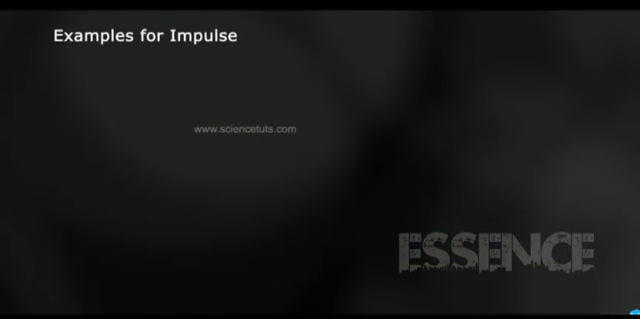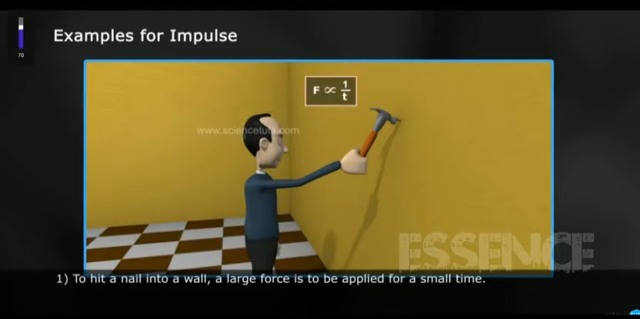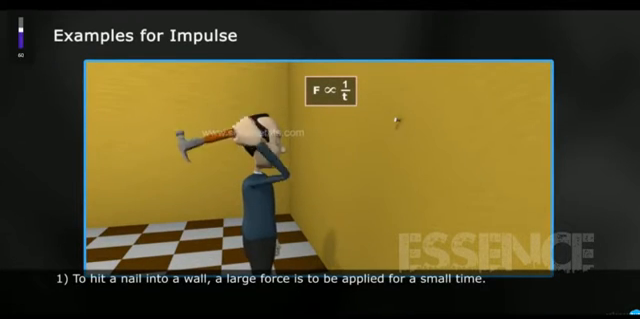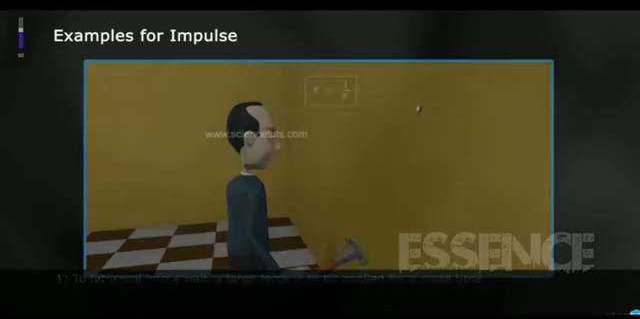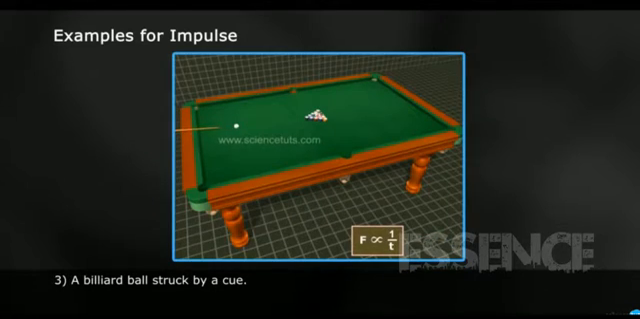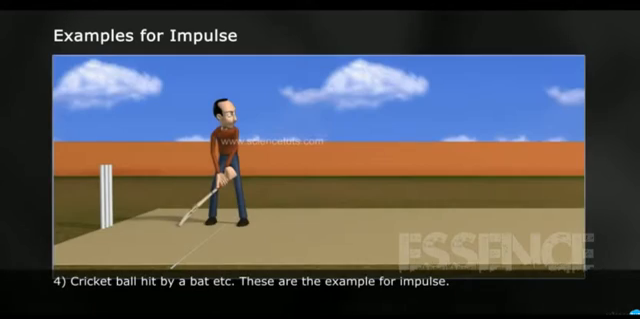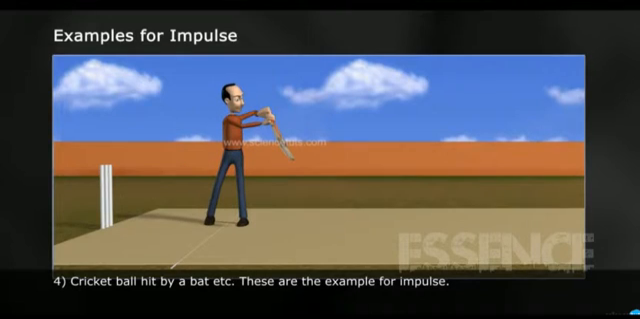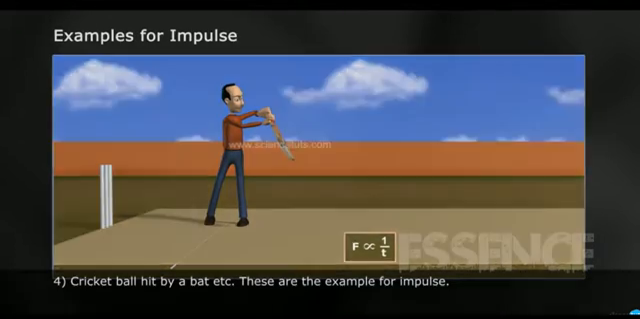Examples for impulse. 1. To hit a nail into a wall, a large force is to be applied for a small time. 2. When a ball is hit by a tennis player using his racket, a large force is applied for a small time. 3. A billiard ball struck by a cue. 4. A cricket ball hit by a bat, etc. These are the examples for impulse.